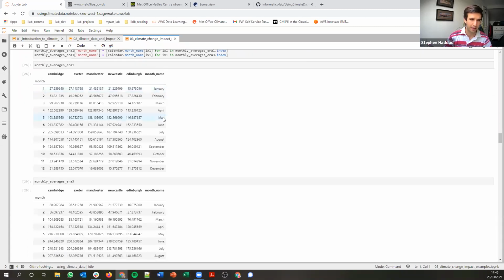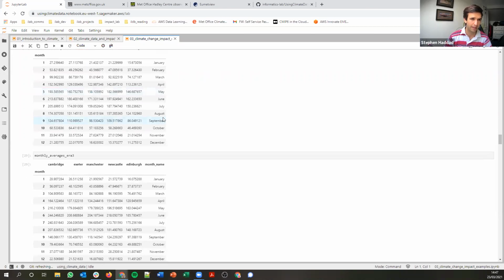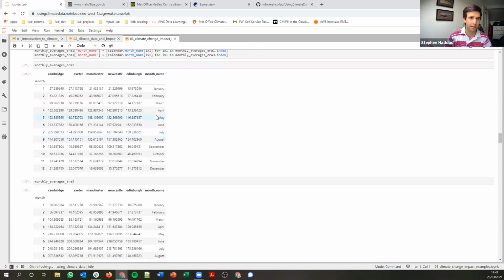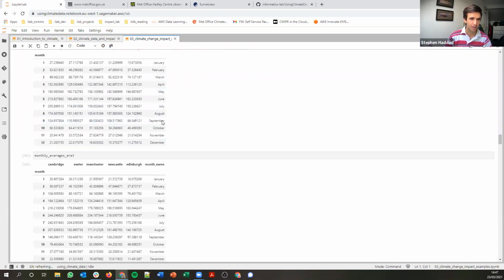So for example, here we compare a table of data comparing era 1 and era 3 for our 5 sites in the different months. So for example, there's July across all our sites there, and there's July across all our sites there. We see across the board solar radiation is higher in July in era 3 compared to era 1.